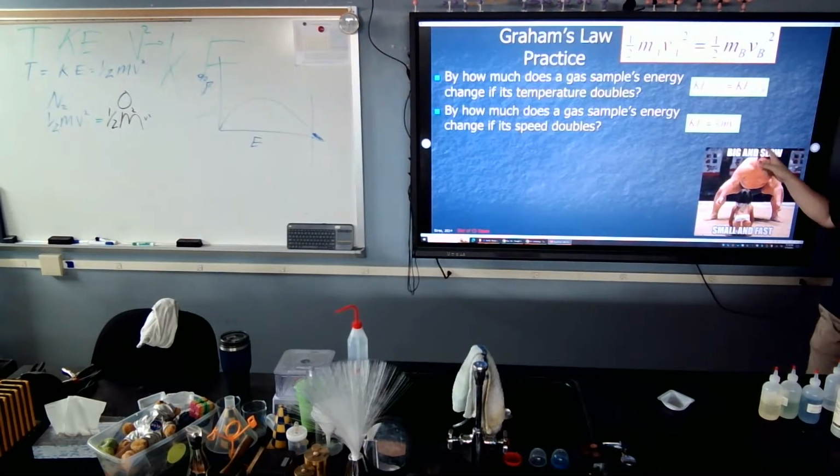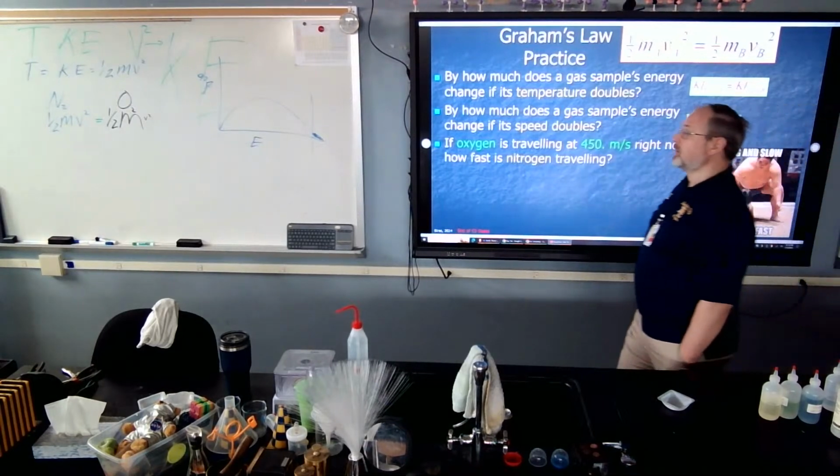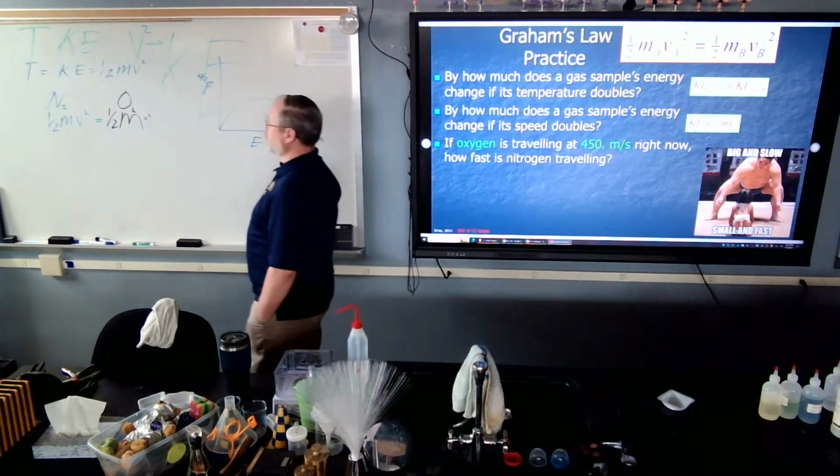All right, now let's rub some algebra on it. If oxygen is traveling at 450 meters per second right now, how fast is nitrogen traveling? A little bit faster. Well, how much? How fast is it going?